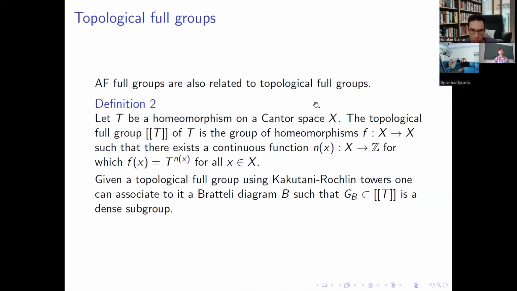So in my talk, I will focus on the approximately finite full groups. They are easier to study, but our ongoing project is also proving similar results for topological full groups. Because inside the topological full group we can find an approximately finite full group, we can study similar objects also on the topological full groups.